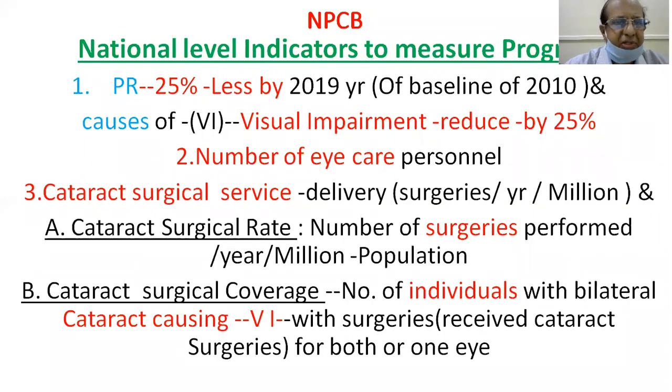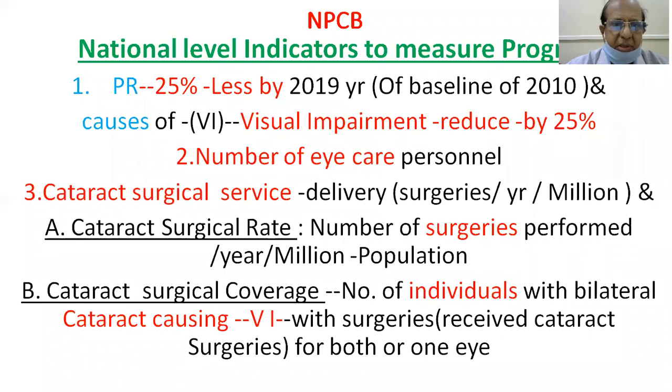Number of eye care personnel, cataract surgical services, delivery of surgeries per year per million. So how many cataract surgical services are there, how many eye care personnel are there, and how much reduction of the prevalence of blindness is there. So these are the indicators.